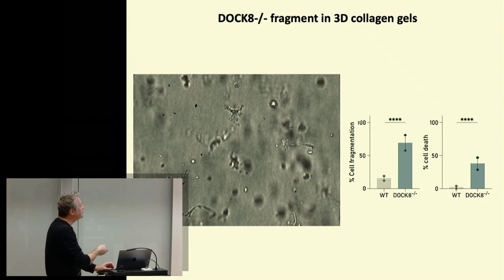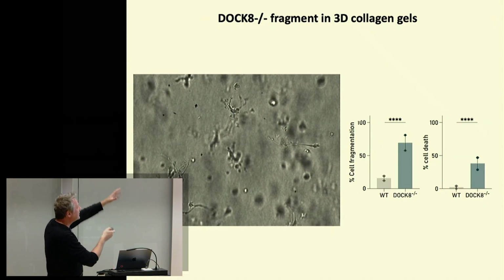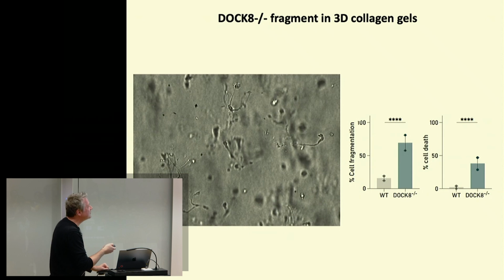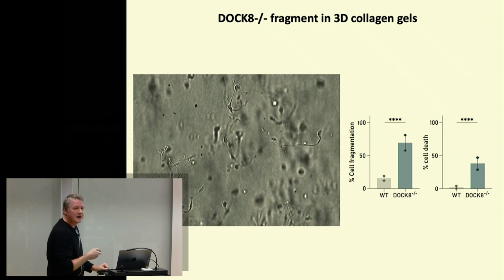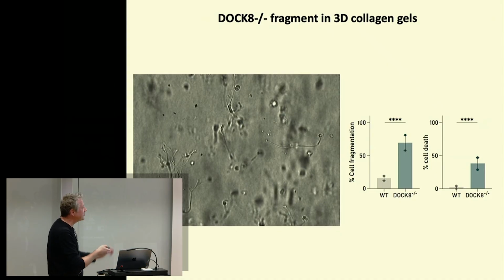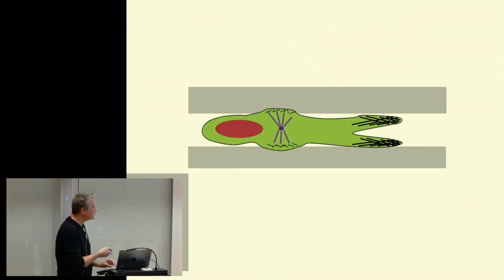So we put them in 3D collagen gels where they have to navigate their way through. And then we see that the DOCK8 cells, if we quantify here, are way, way slower. This is the chemotactic speed towards the gradient. So the cells get really, really slow. The interesting thing is how they look.